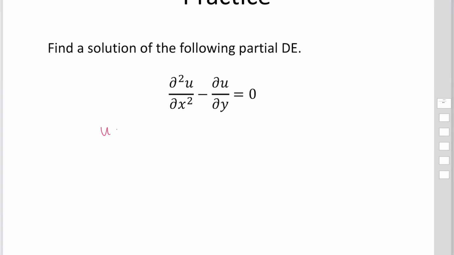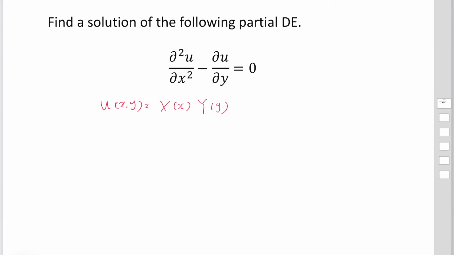u, a function of x and y, is expressed as the product of the function capital X, which is a function of lowercase x alone, and capital Y, which is a function of y alone. Then we substitute into the differential equation. The second derivative of u with respect to x is expressed as X double prime Y, and the partial of u with respect to y is expressed as X Y prime.